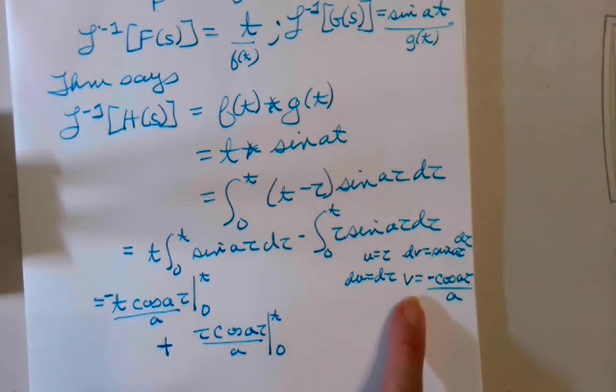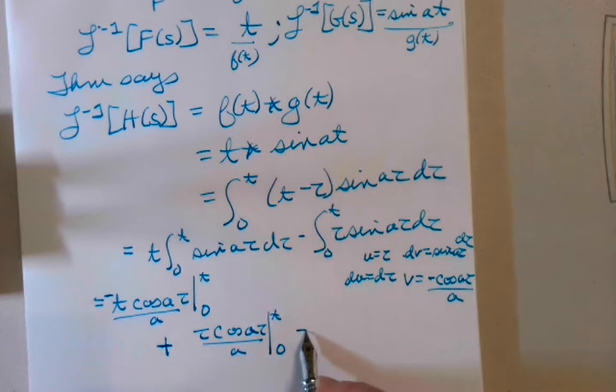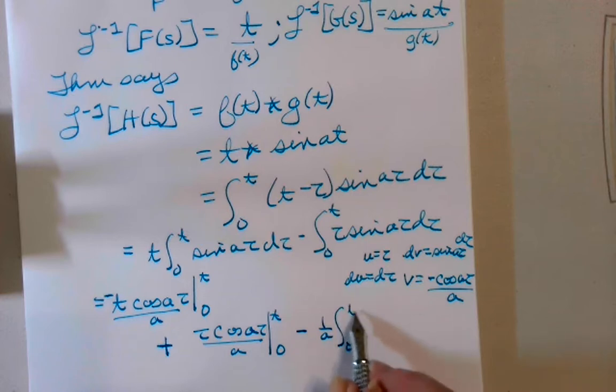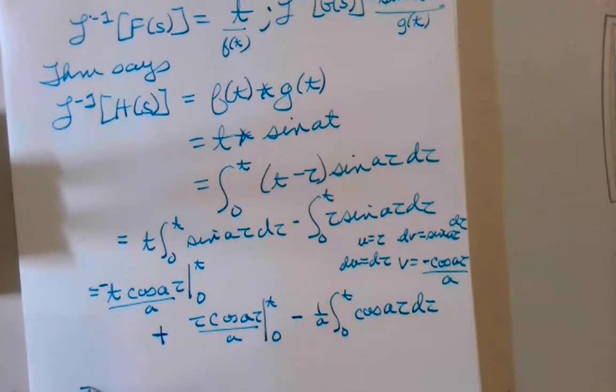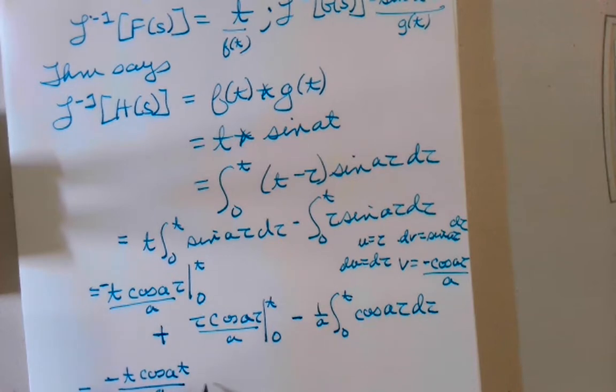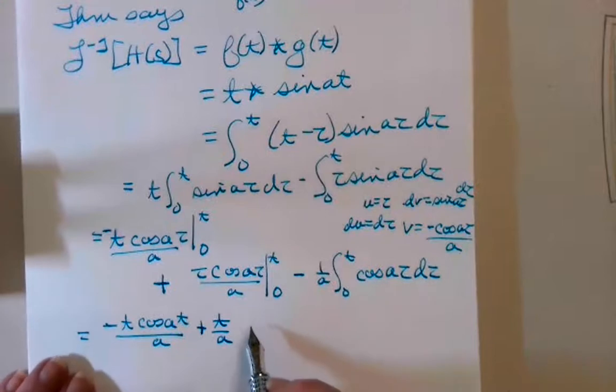Okay, so v du has another minus in it. So this will be minus 1 over a integral from 0 to t cosine a tau d tau. All right, so let's evaluate these things where we have it. So this is a minus t cosine a t over a. And then you subtract the value at 0, so that'll be a plus t over a. And now we evaluate this at t.